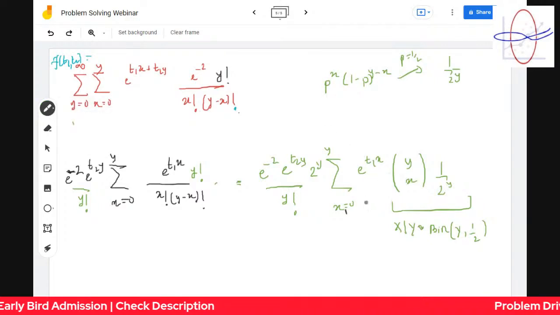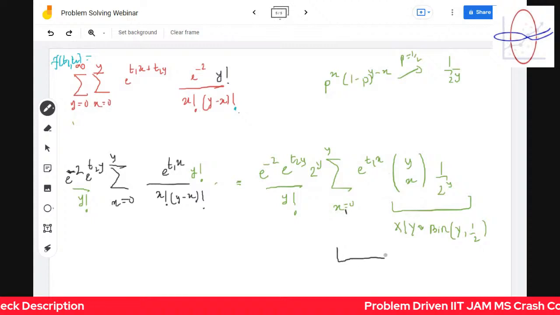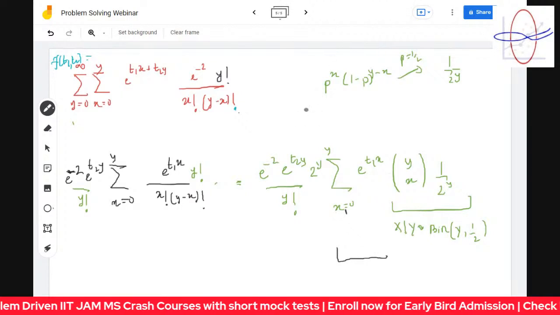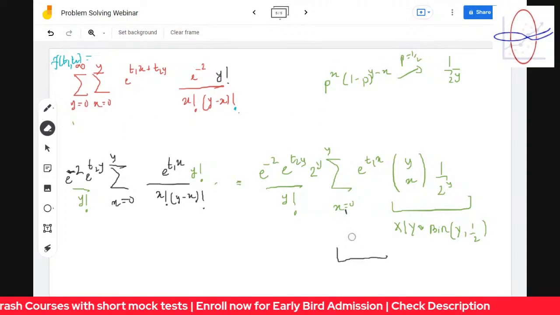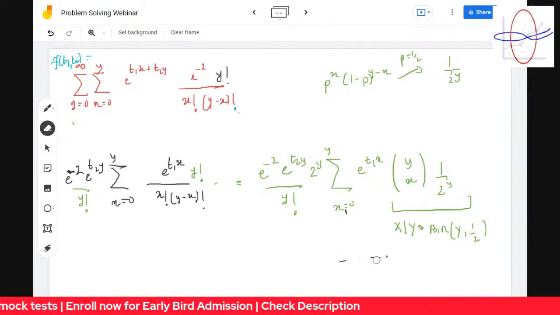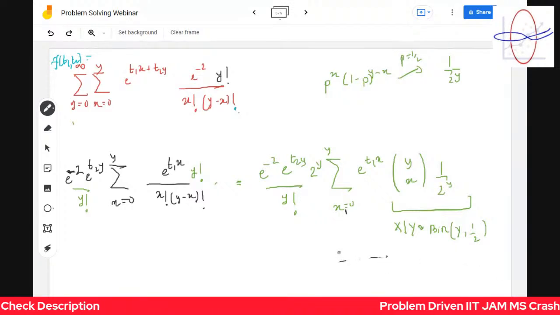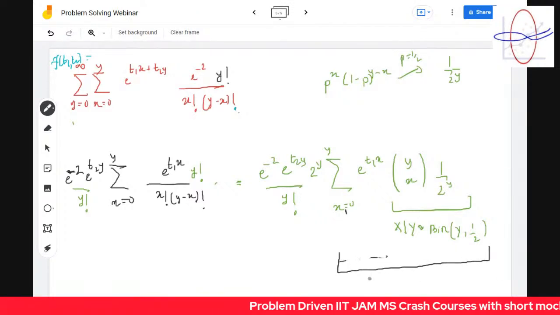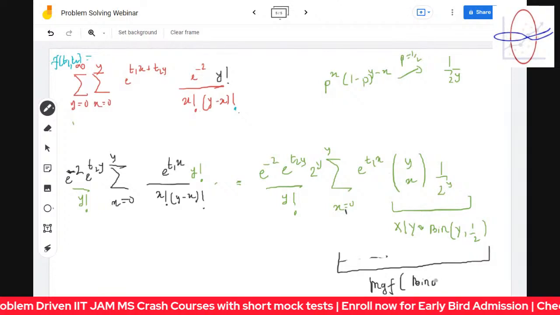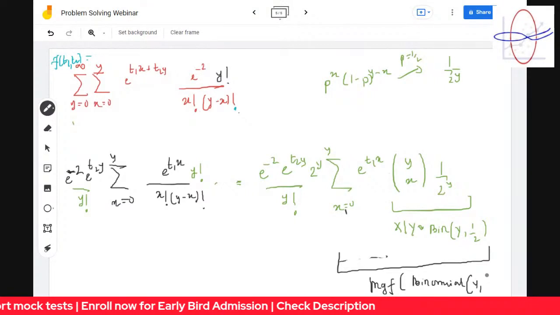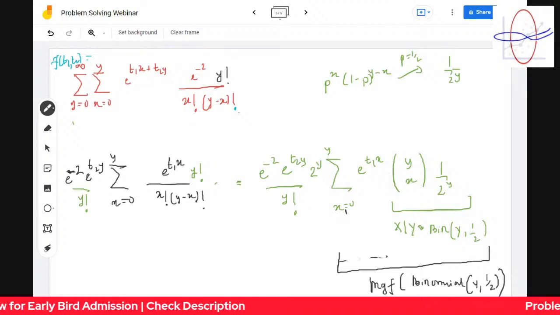So this is the idea. Now what is this? Can you tell me what this is? I don't know whether it will follow, it can happen like that. You may be right. That's a very good idea. I am doing it with you only. So what is this? MGF, very good. It's the MGF of a binomial. Superb. Binomial y comma what? Half. Good.